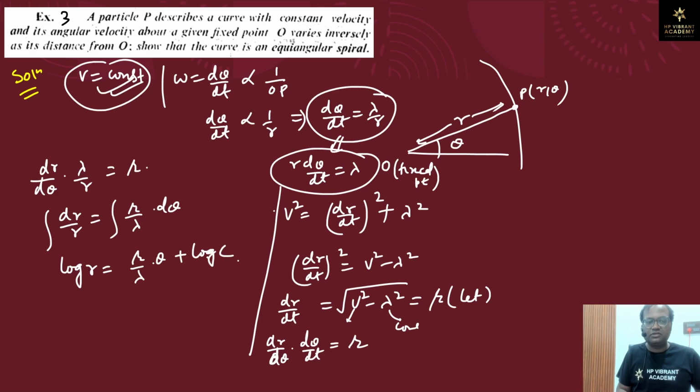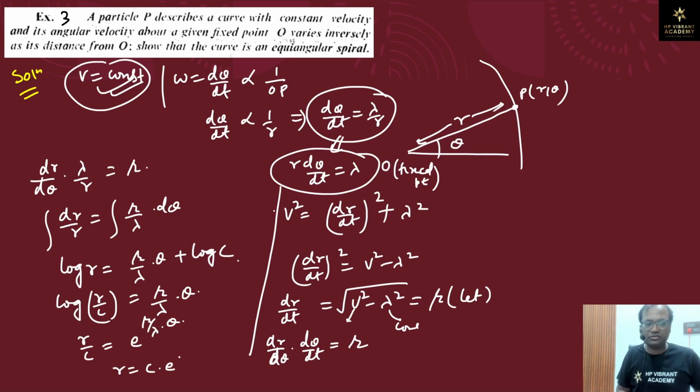So this we can write that log of (r/c) is equal to (μ/λ) into θ. So r/c is equal to e to the power of (μ/λ) into θ. Okay, so r is equal to c into e to the power (μ/λ) into θ.